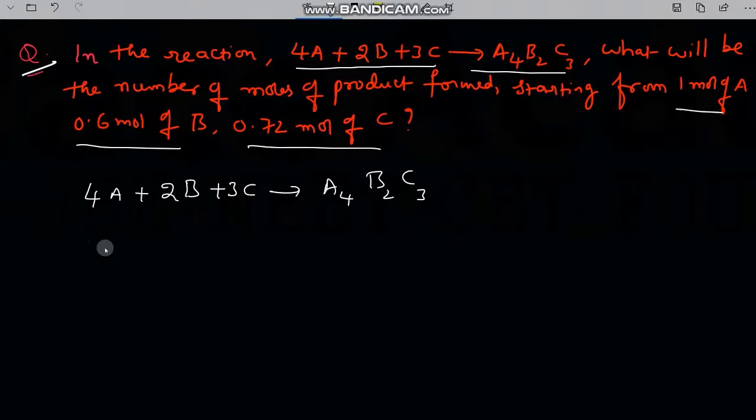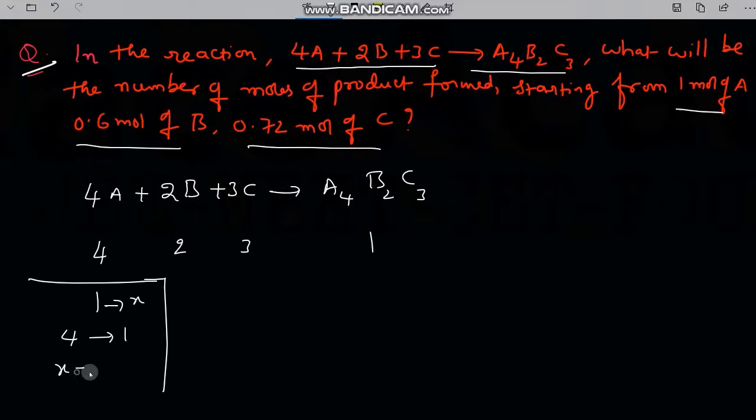They are given 1 mole of A, 0.6 mole of B, 0.72 mole of C. In the equation, 4 moles of A, 2 moles of B, and 3 moles of C are there, giving 1 mole of product. Suppose 1 mole of A gives X moles of product. But 4 moles of A is giving 1 mole of product. So X is equal to 1 by 4.